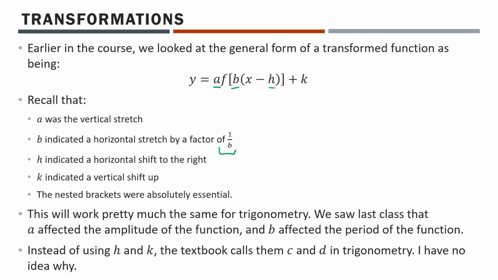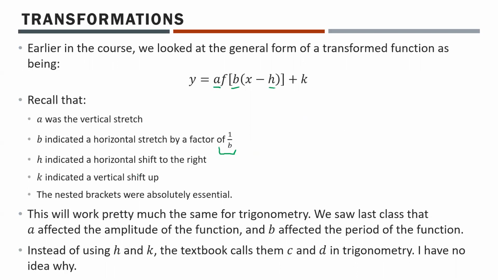h was a horizontal shift to the right. So if you had x minus 2 in here, for instance, you're going right 2. If it said x plus 2, then that tells you that h would have been negative 2, so you're really doing x minus negative 2. And if h was negative 2, that means you're going 2 to the left instead. And then k, of course, was your vertical shift up.